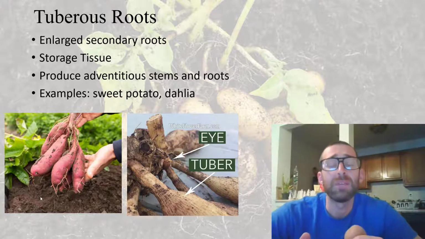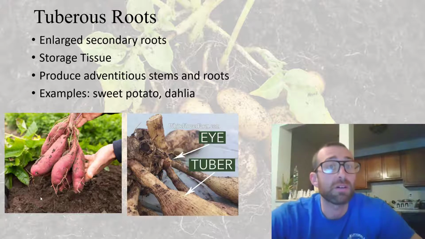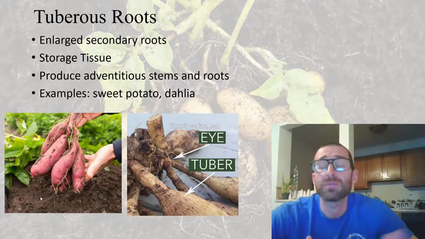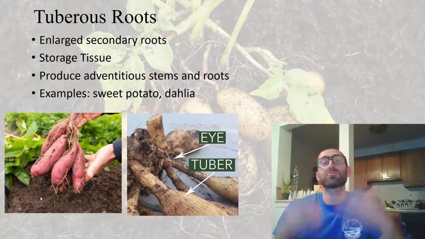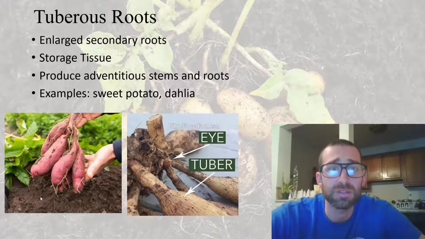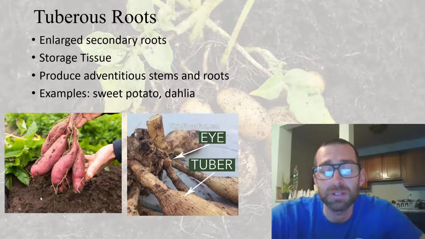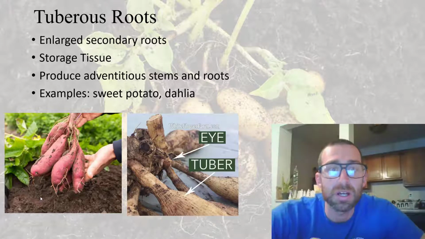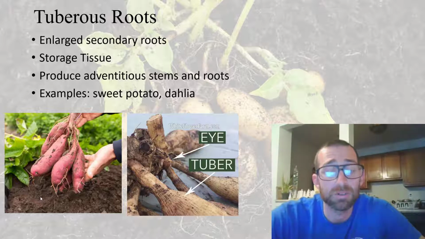So they have a similar function, right? They are enlarged secondary roots. Just like with our tubers, they act as storage tissue that will allow our plant to regrow following winter. Now, from our tuberous roots, just like our tubers, they will produce new stem and root tissue from eyes, right, in our tuberous roots. But we propagate them differently.